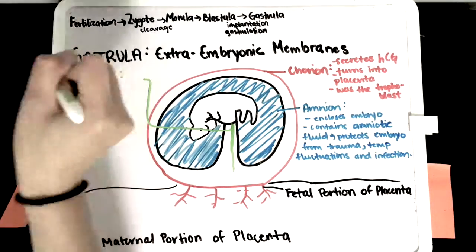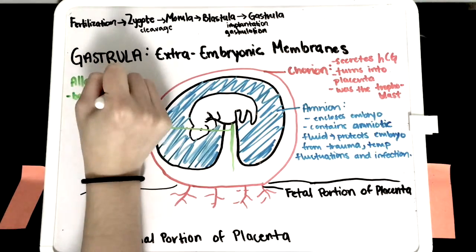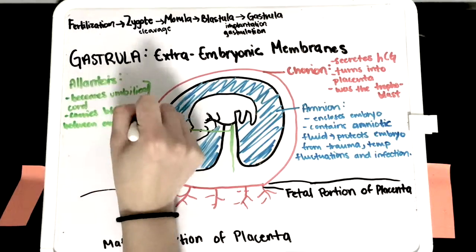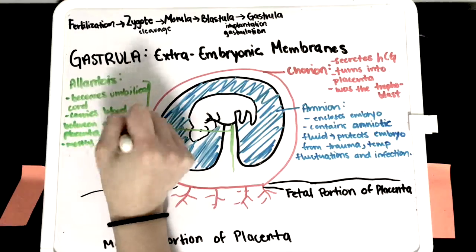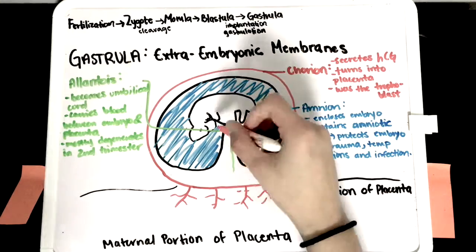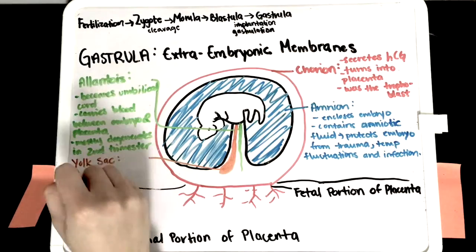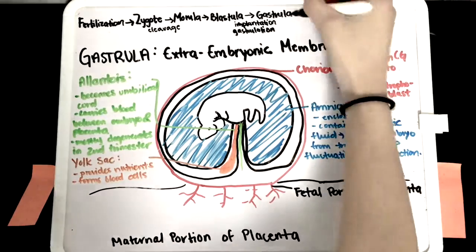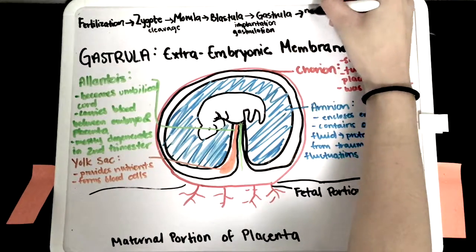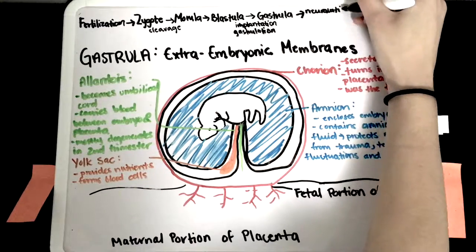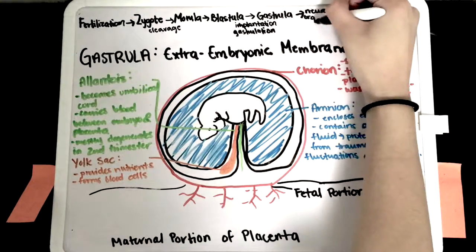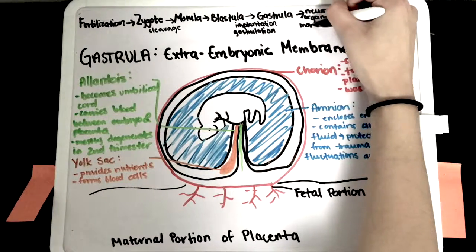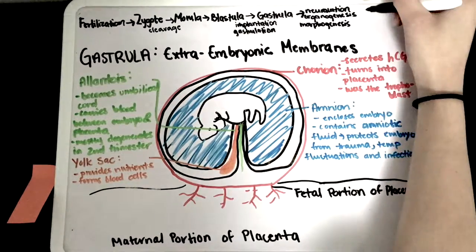The allantois becomes the umbilical cord, and this carries the blood between the embryo and the placenta. It mostly degenerates in the second trimester. The yolk sac provides nutrients and forms blood cells. We then have neurulation, which is the formation of the neural tube and develops into the brain and spinal cord. Organogenesis is the formation of the organ systems, and morphogenesis is the formation of body shape.